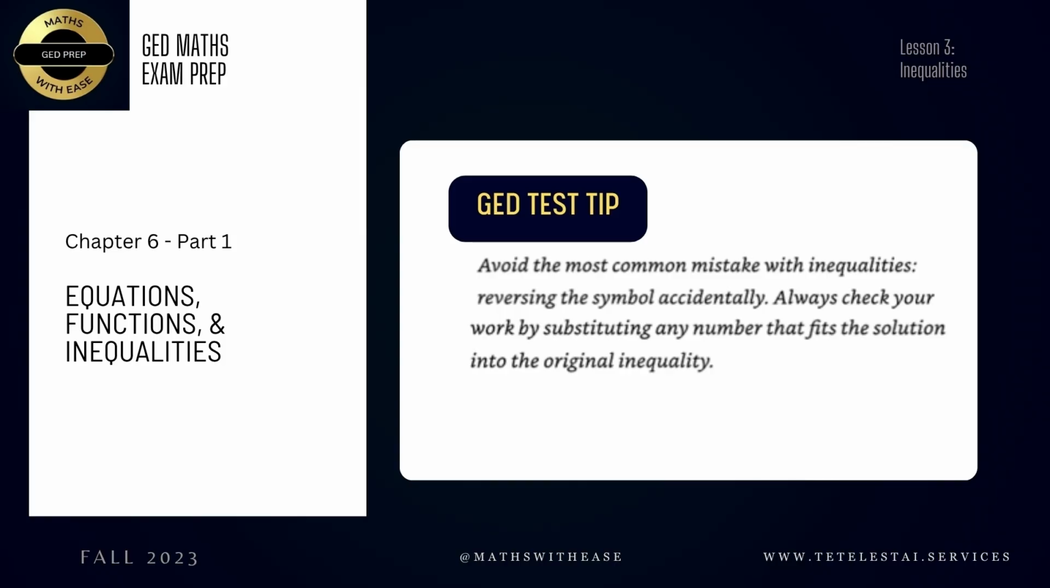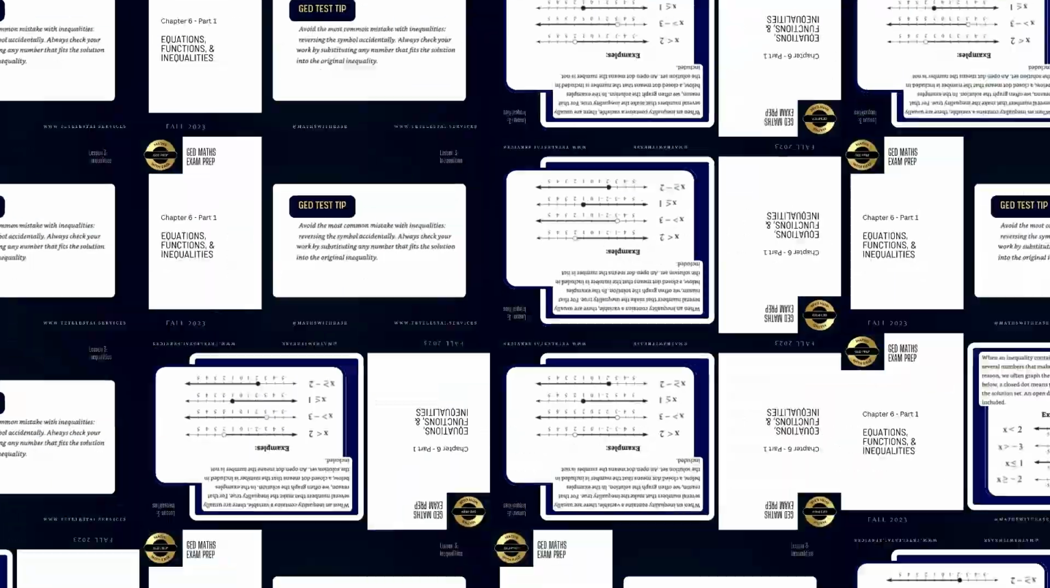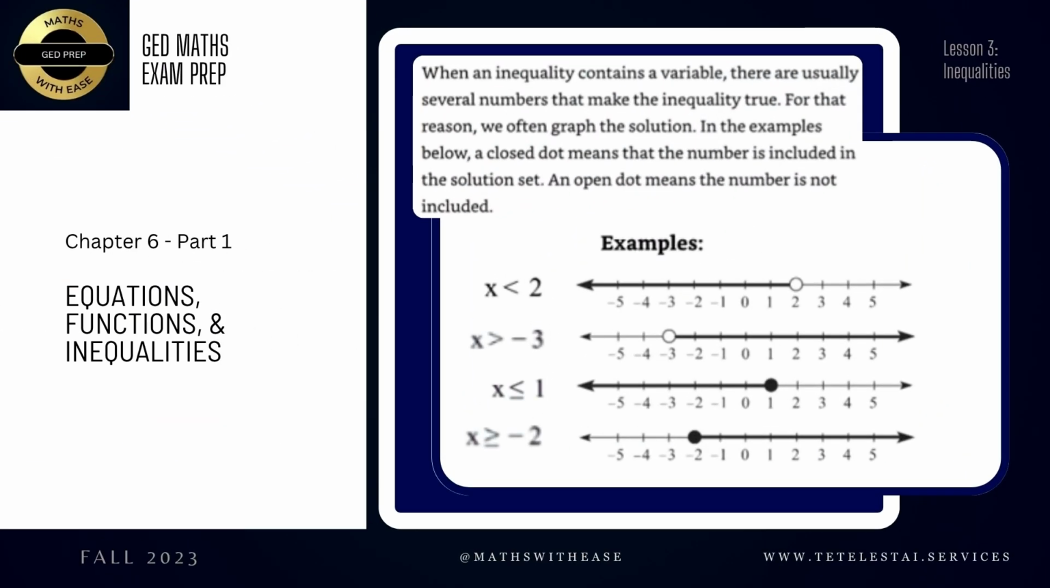Avoid the most common mistake with inequalities, which is reversing the symbol accidentally. Always check your work by substituting any number that fits the solution into the original inequality. When an inequality contains a variable, there are usually several numbers that make the inequality true. For that reason, we often graph the solution. In the examples below, a closed dot means that the number is included in the set, and an open dot means that the number is not included. The set means the numbers that make the inequality true.